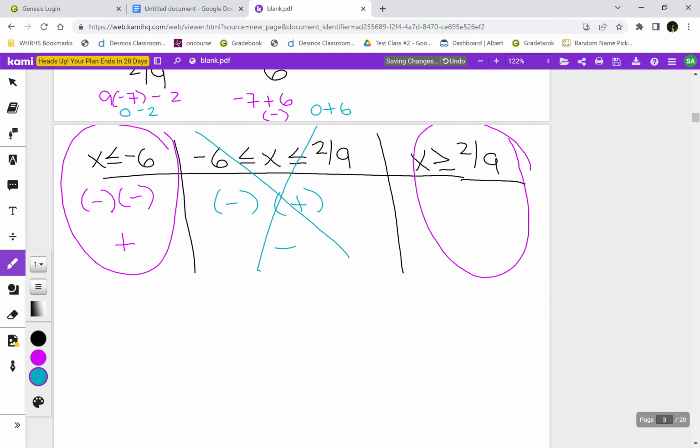So now I have to write my solution in a solution set. So we're going to have x such that x is less than or equal to -6. Because they're not attached, what word goes in the middle? Or x is greater than or equal to 2/9.